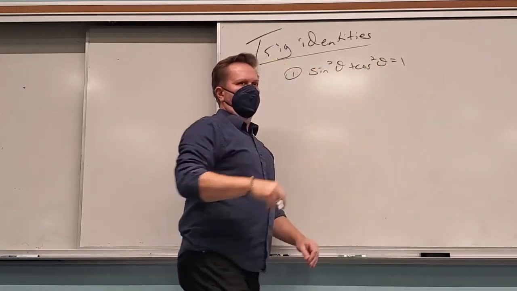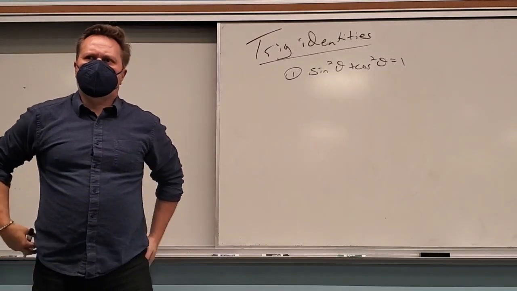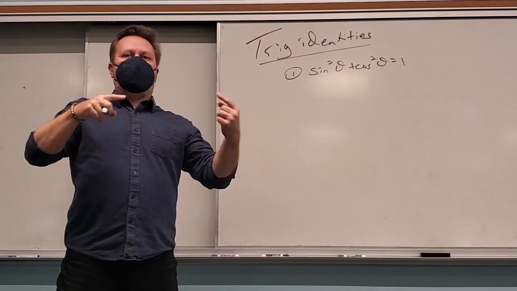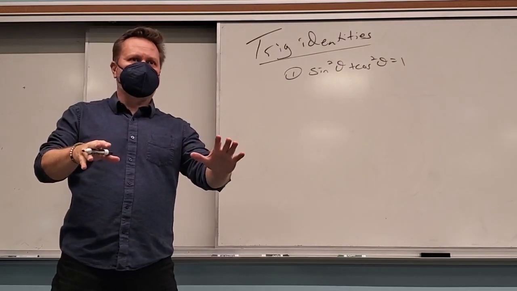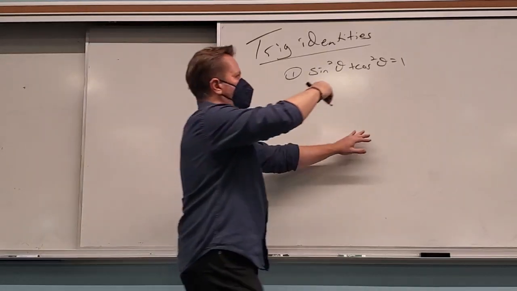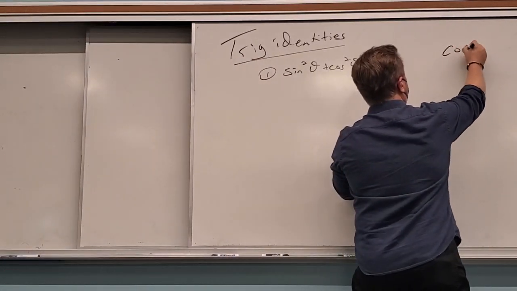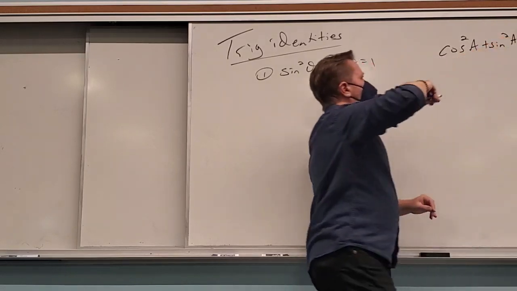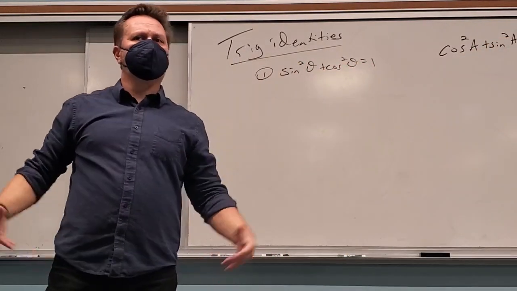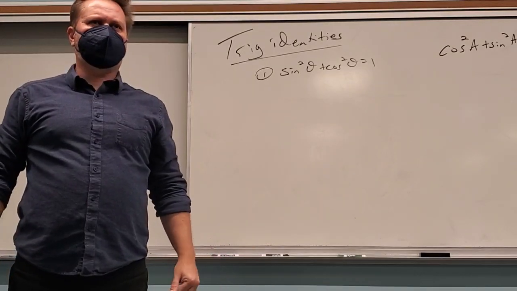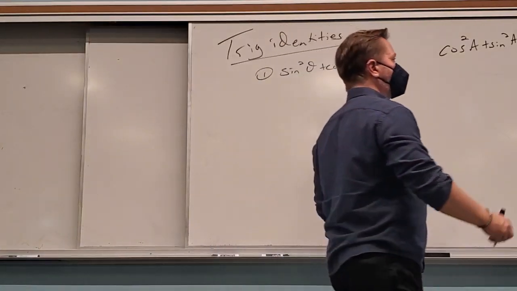Now let me test a couple things about that, because it's one thing to learn identities, it's another thing to know how to really use them correctly. So let me ask you a few quick fire questions based on this. Can somebody tell me what cosine squared A plus sine squared A is? 1. Right? The variable doesn't matter, as long as the angle is the same.